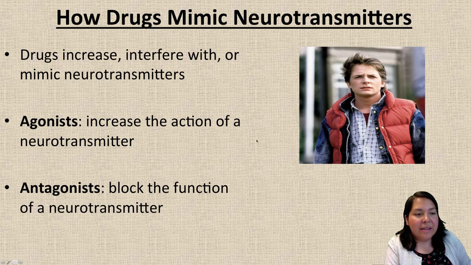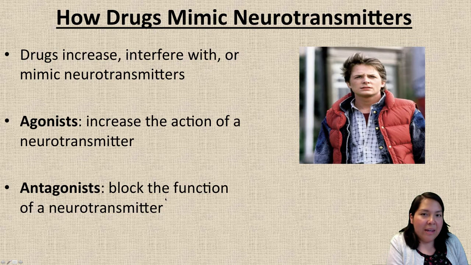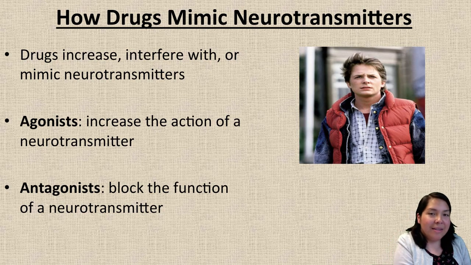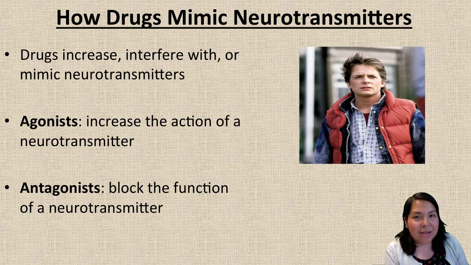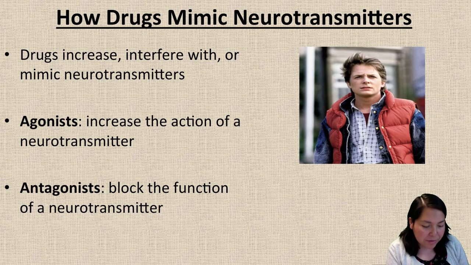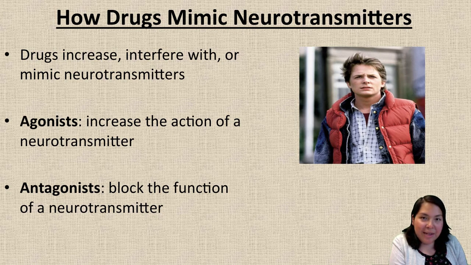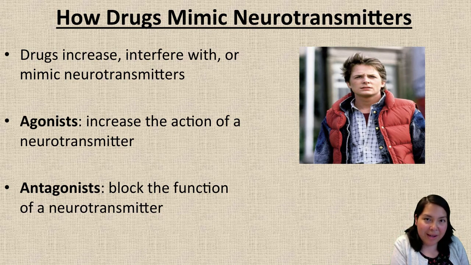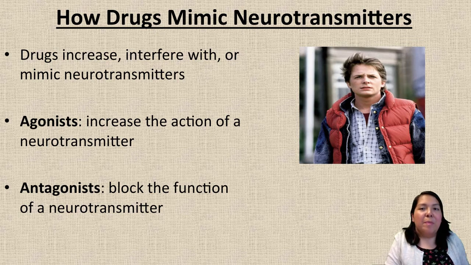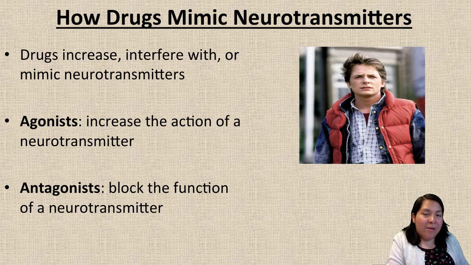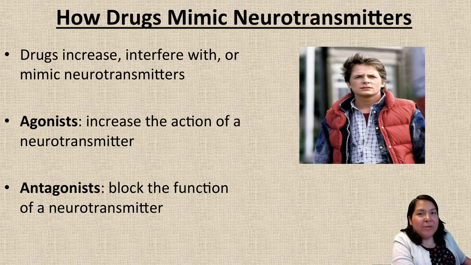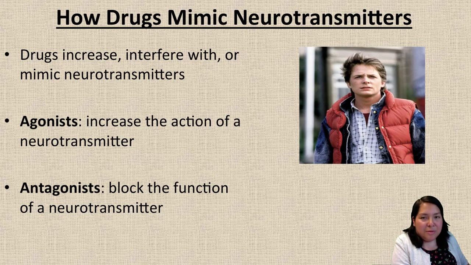The second class of drugs that may increase, interfere, or mimic neurotransmitters is antagonists. Within this specific class of drugs, antagonists block the function of neurotransmitters. They may block those receptors from taking in or reuptaking. And so there may be an overabundance of those neurotransmitters in the synapse, or an overabundance of the receptors taking in a lot of those neurotransmitters.